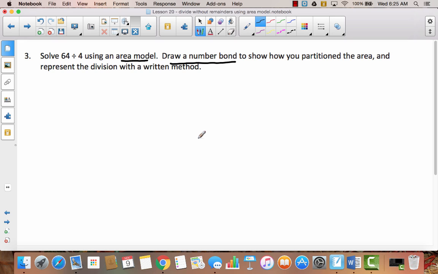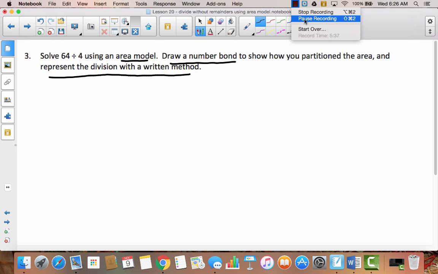in problem 2, but it also says we have to represent the division with a written method. So we're going to have to do an extra step here. Go ahead, if you feel confident, do as much of this as you can by yourself. If you're still a little bit unsure, you can come and do it right along with me.